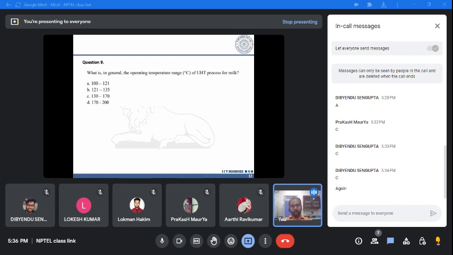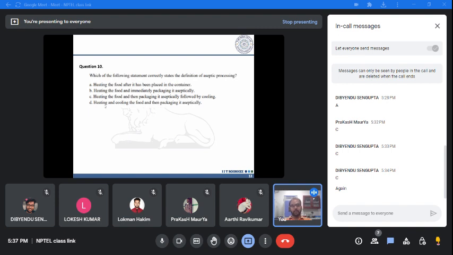So what is the range? The range is C. In aseptic packaging, the general temperature is in the 130 to 170 range. These conditions are generally referred to as UHT temperature. Generally, a UHT temperature of 135 is applied for milk, but that differs from plant to plant and with climate conditions also. But in general, the range of temperature is from 130 to 170 degrees centigrade.